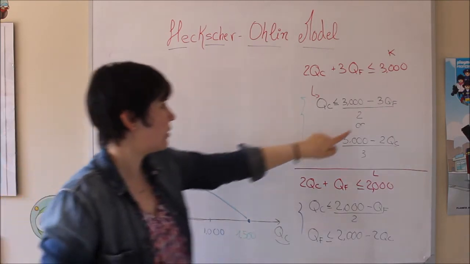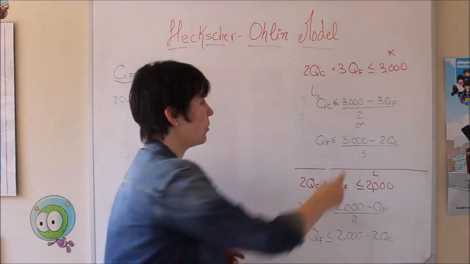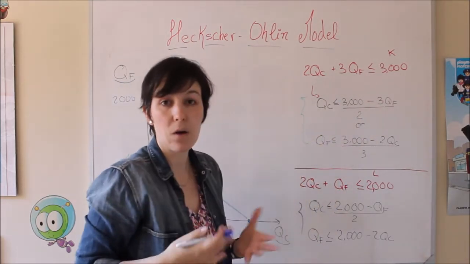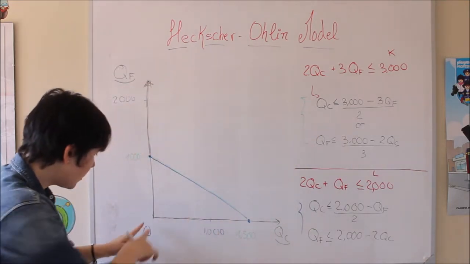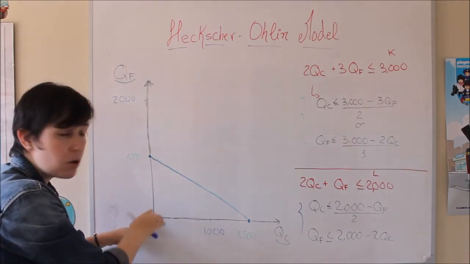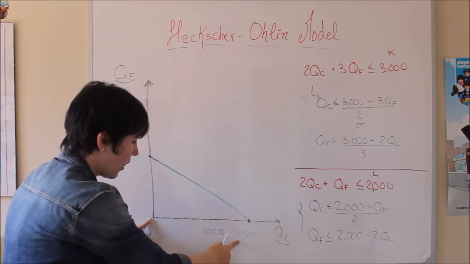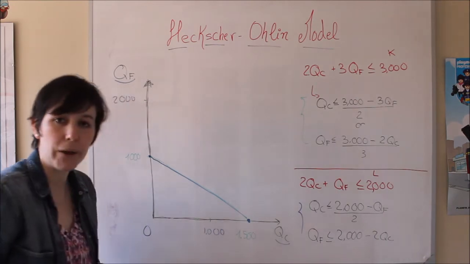So when this is 0, the production of clothes is going to be 0 times 3 is 0. 3,000 over 2 is 1,500. So that is going to be the quantity. 0 here. We are not going to be in the vertical because it's 0, but in the horizontal, where the production of clothes is, it is going to be 1,500. So I'm considering this point.